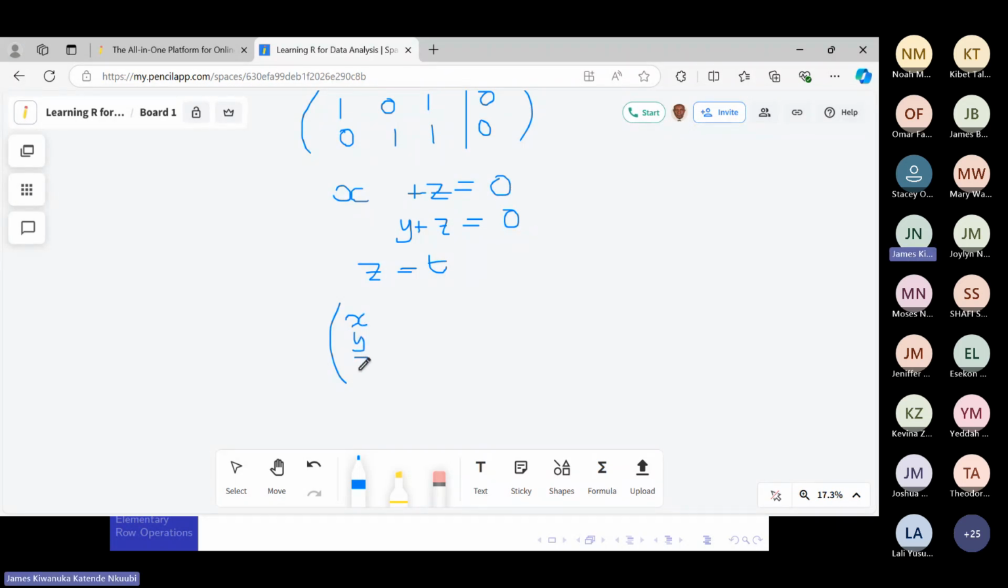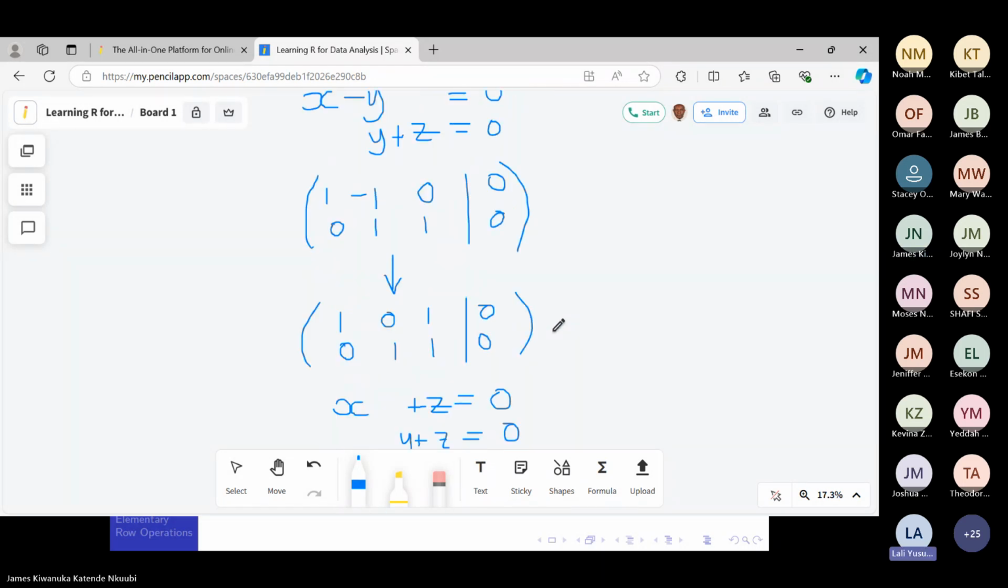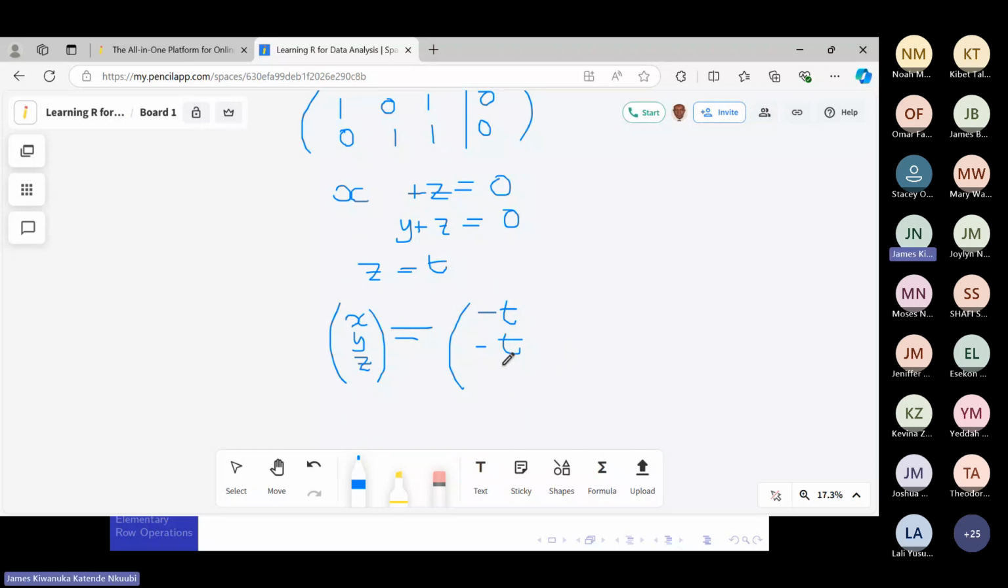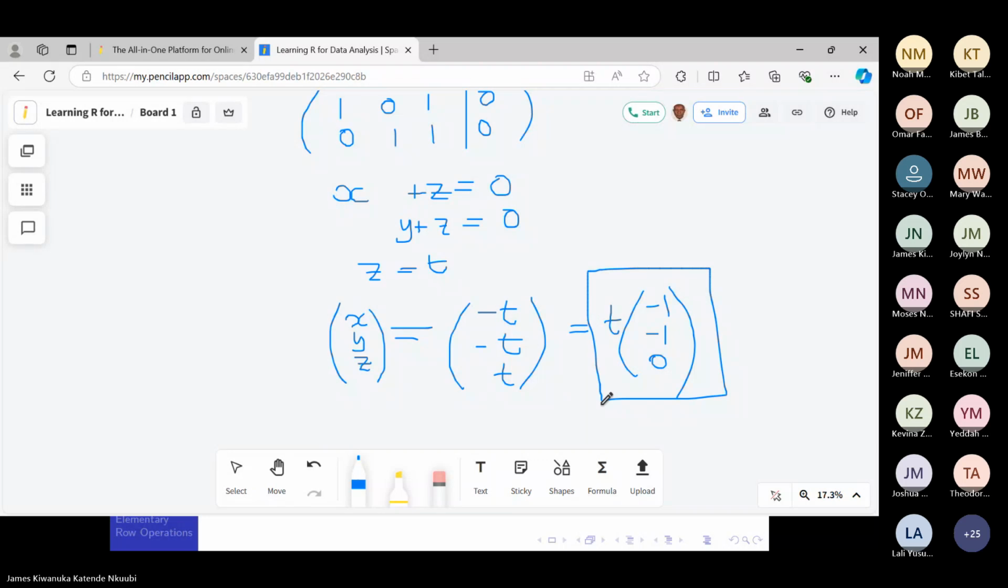I'm trying to take a shortcut here because you already know how to do this from the previous class. So X will be what? Minus T, right? Y will be minus T as well. And Z will be T. So this you can write as T times (minus 1, minus 1, 1). So any vector of this form, where T is a real number, will be in the kernel.